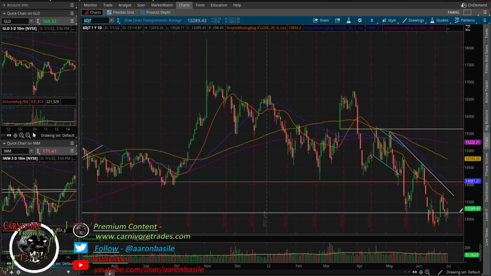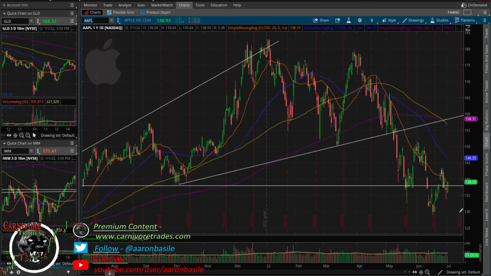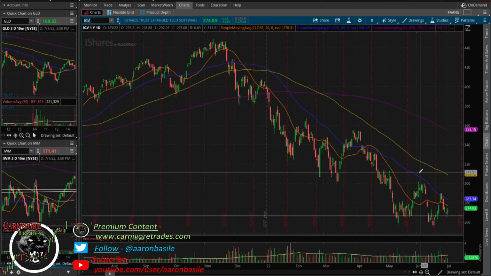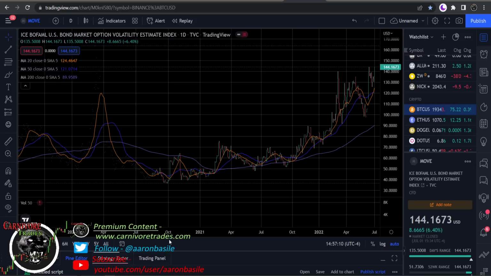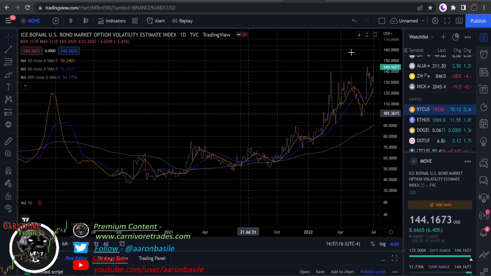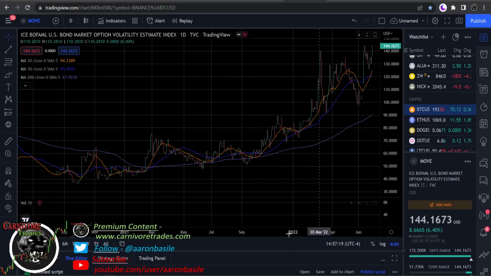XLF versus the Dow transports, and then you take a look at the XBI, or you look at Apple, or even IGV with the higher lows here in the W pattern. Those sectors are weaker, and especially financials, that is much weaker right now because of bonds, especially the volatility in bonds. If we flip over to the MOVE index here on TradingView, you can see we are above pandemic highs here on the MOVE index, which is tracking bond market volatility.